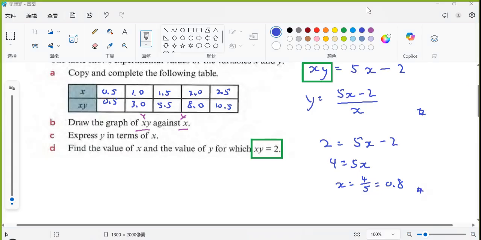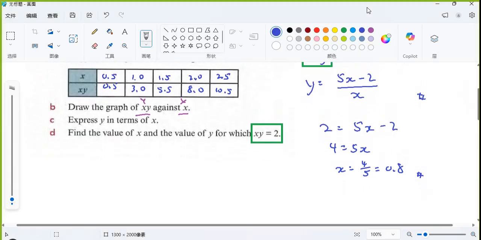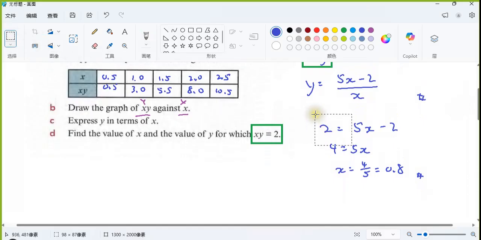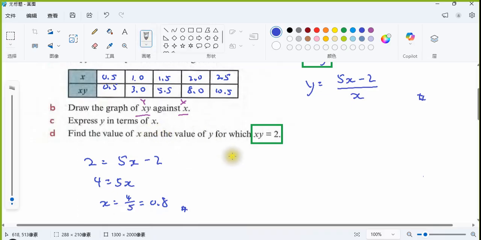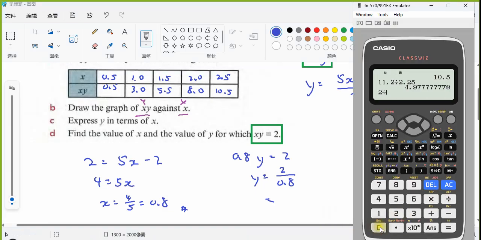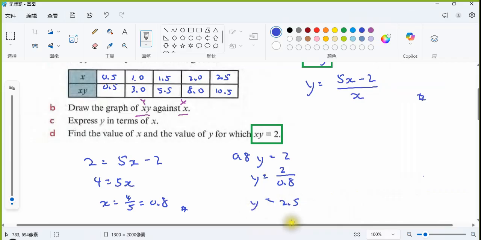Okay, so for part D here, they want us to find the value of x and y. So we have 0.8 times y equal to 2. So y is 2 over 0.8. So 2 divided by 0.8, then we have 2.5. Okay. So when x equal to 0.8, y equal to 2.5.